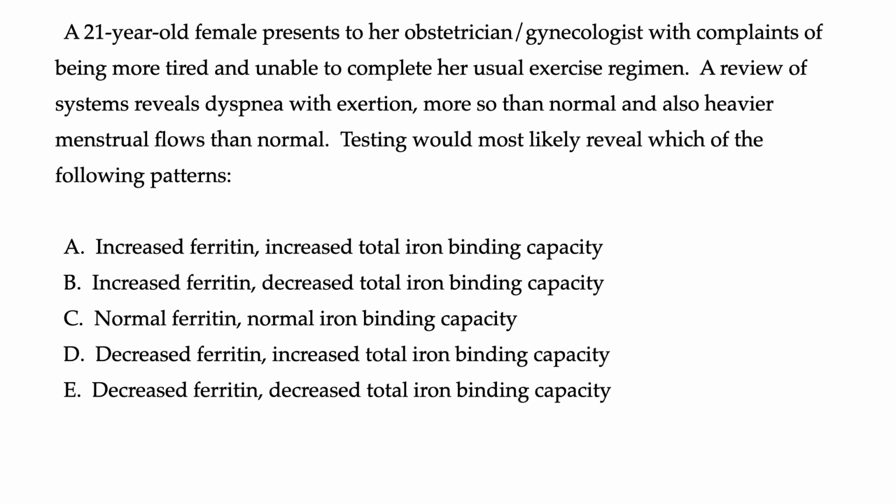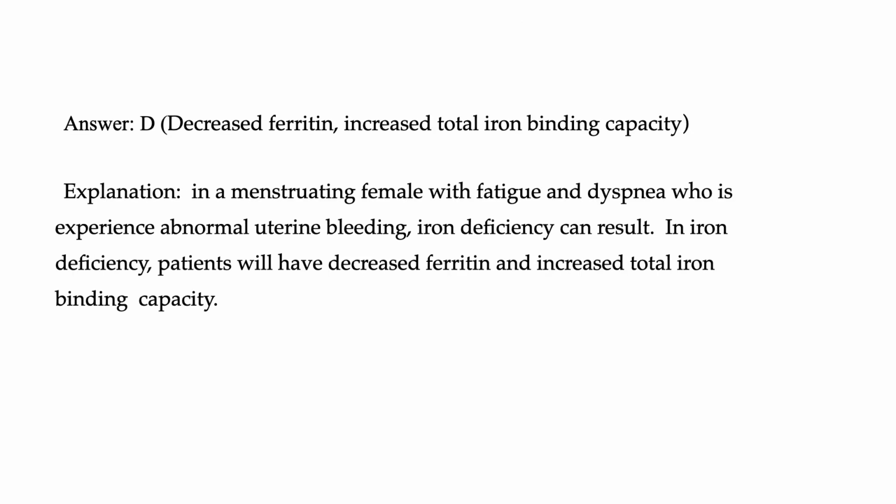So of those, it'd be a decreased ferritin and increased total iron binding capacity, because these would be a setup for chronic blood loss, which can lead to iron deficiency anemia. In iron deficiency anemia, you expect to see a decreased ferritin and an increased total iron binding capacity, because it's saying, I have more capacity, please give me more iron so I can bind it, is my way of looking at it. And then here's the explanation I wrote when I wrote the question, if you just want to pause and look at that.